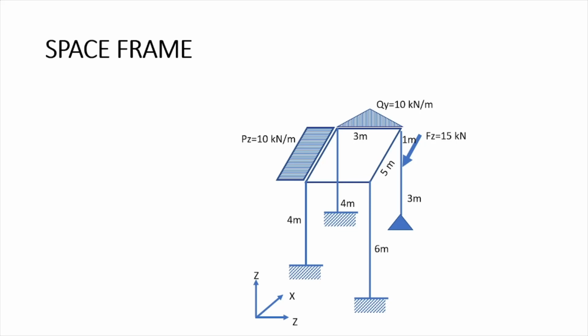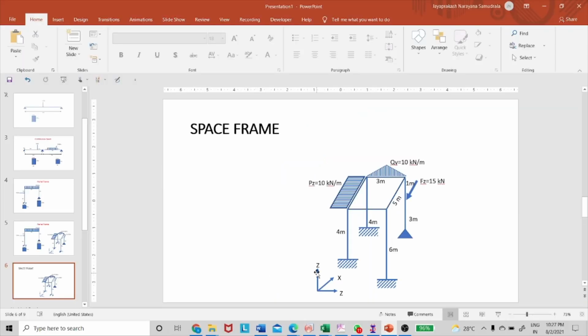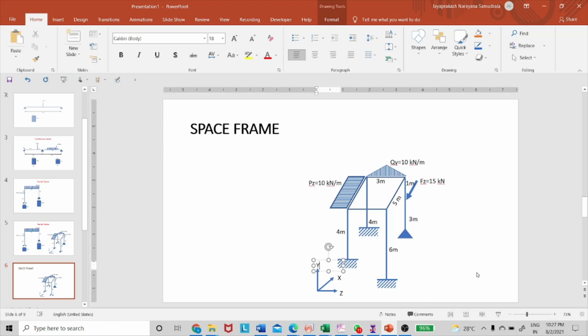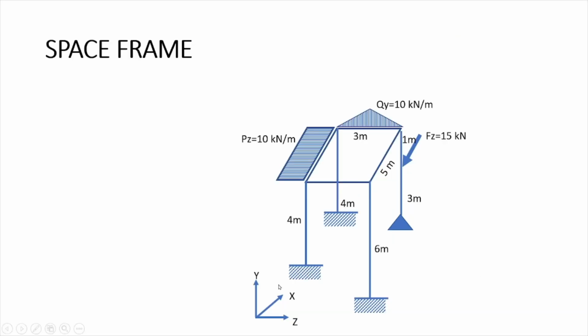Now we are going to learn how to analyze a space frame in STAAD. I have given a typical space frame here. This is Y. The coordinate system I have considered is similar to STAAD Pro: X, Y, Z, and this is the frame. In one direction the bay width is 3 meters, in the perpendicular direction the bay width is 5 meters, and it is subjected to different loading.